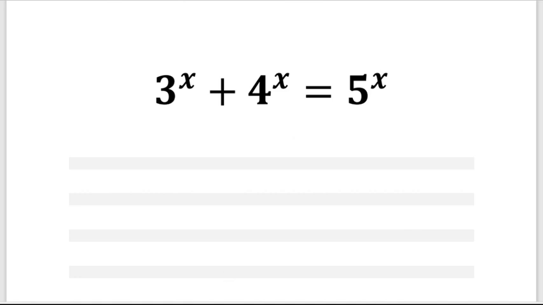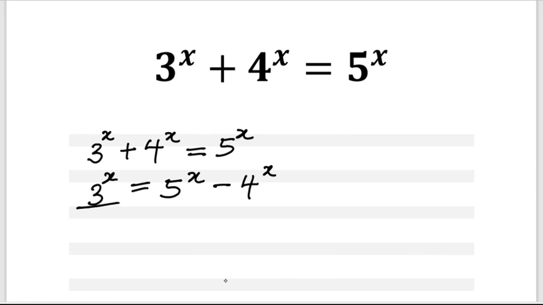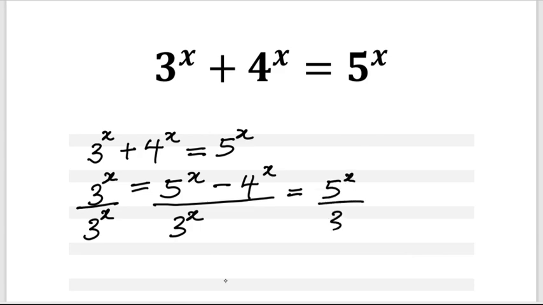So to kick that off, I'm going to start by writing the problem. 3 to the power of x plus 4 to the power of x is equal to 5 to the power of x. Next, I'm going to move 4 to the power of x to the right hand side. We're going to have 5 to the power of x minus 4 to the power of x. Next, I will divide both sides by 3 to the power of x, and this is 5 to the power of x divided by 3 to the power of x minus 4 to the power of x divided by 3 to the power of x.